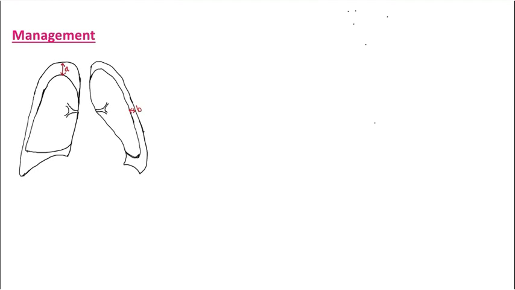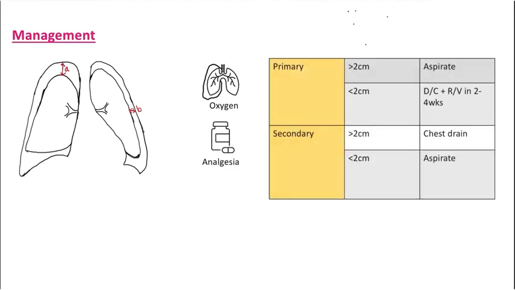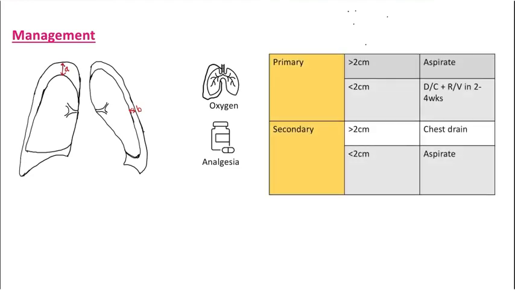Starting with the basics, as usual, if the patient is in respiratory distress, give them high flow oxygen, 15 liters, and also make sure you're giving them a good amount of analgesia because they will be in significant pain. That will also help you to perform certain procedures to alleviate the symptoms, which I'm going to discuss in a minute. So, as you remember, there are two types of pneumothorax, primary and secondary.